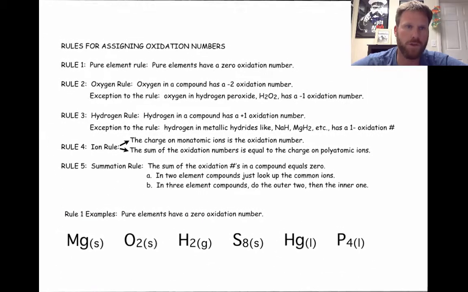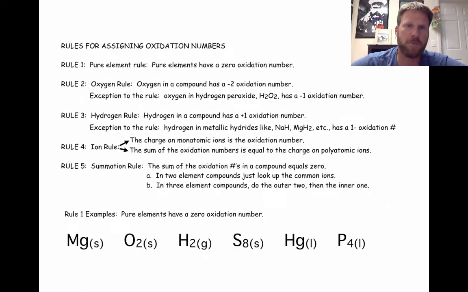So there are some rules for assigning oxidation numbers that we have to follow. They're listed right here. I'm going to give you examples of each rule, so it's better just to go through the examples than to sit here and read through each one individually.